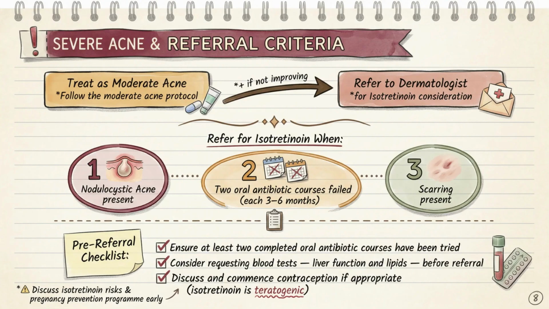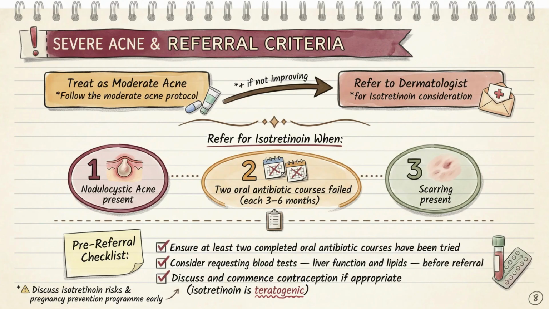First, the presence of nodulo-cystic acne. Second, failure of 2 different oral antibiotic courses, each lasting 3 to 6 months, with appropriate topical agents used alongside. Not 1 course, 2 separate adequate courses. Third, the presence of scarring. If any one of these 3 criteria is met, you refer. Do not delay. Scarring from acne is preventable, but only if we act promptly.